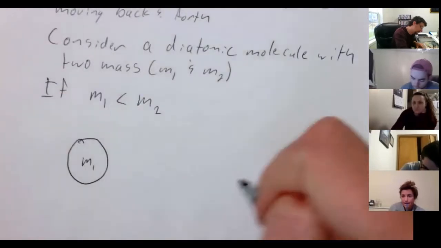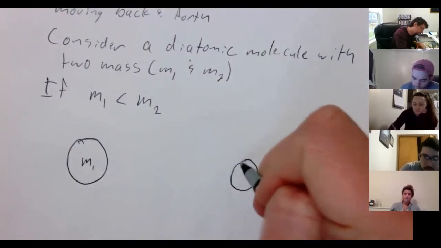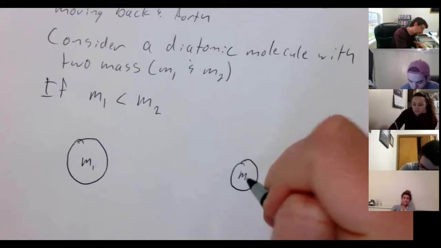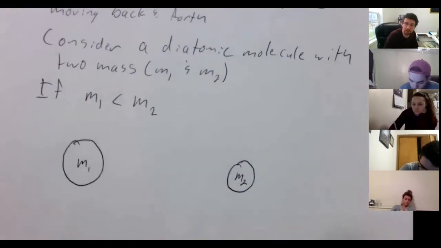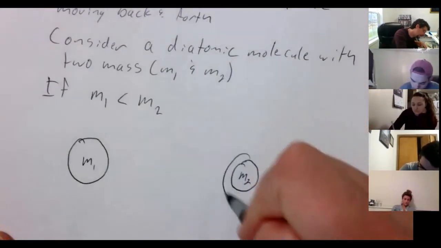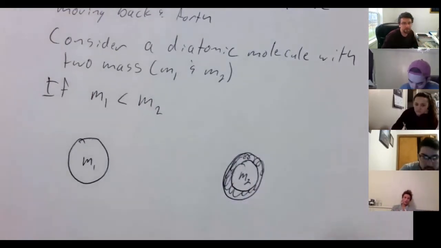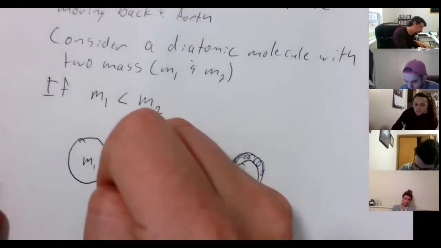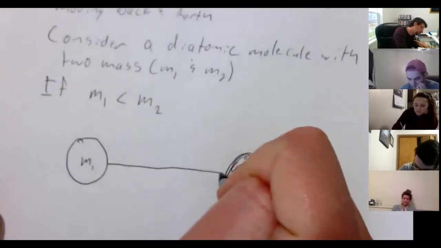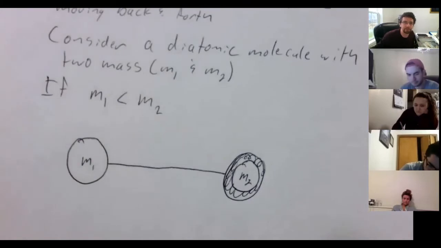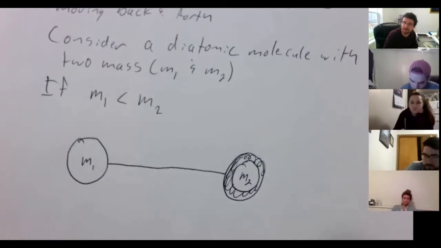We're going to have M1 here. We're going to have M2 there. I probably should have drawn them a little bit bigger. There we go. That's M2. And let's say there's a bond between them. Okay, and we have to try and find the center of mass for this system. Where is it going to be?